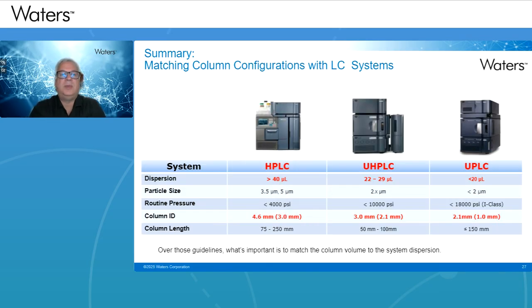Now, we have the HPLC that will typically have like 40 microliters dispersion. We will have the medium dispersion system that will be between 20 to 30 microliters. And we will have the low dispersion system that will be less than 20 microliters. You don't need to get the exact value, but have an idea of what it is.